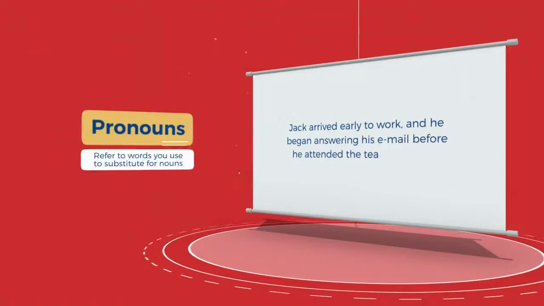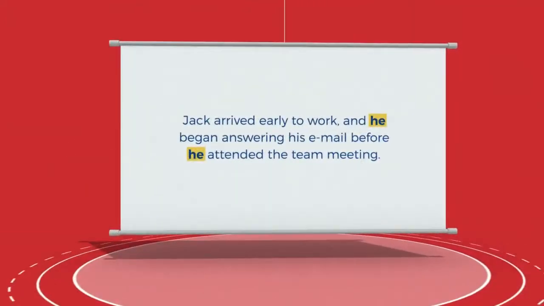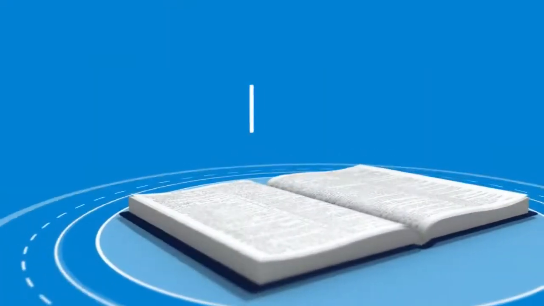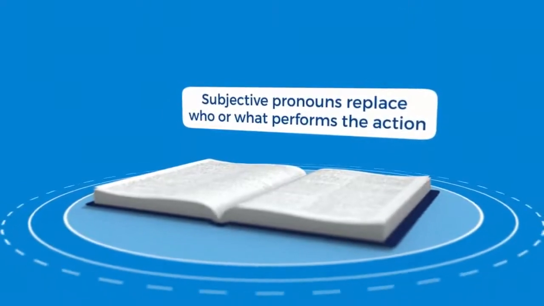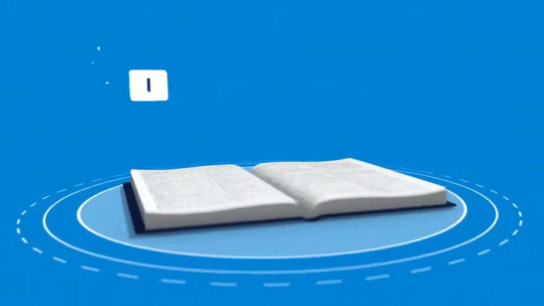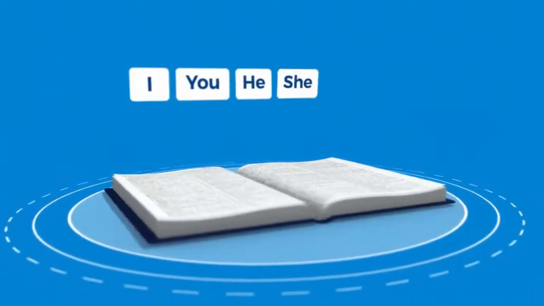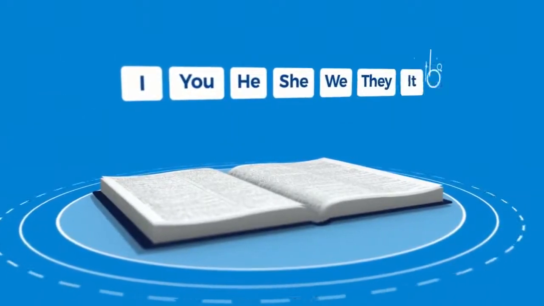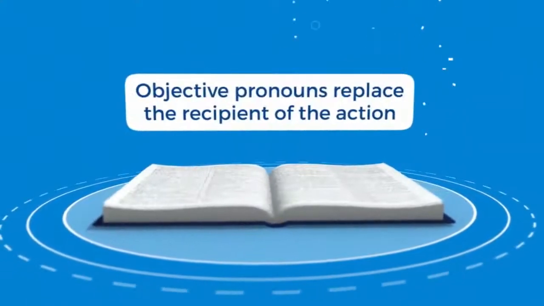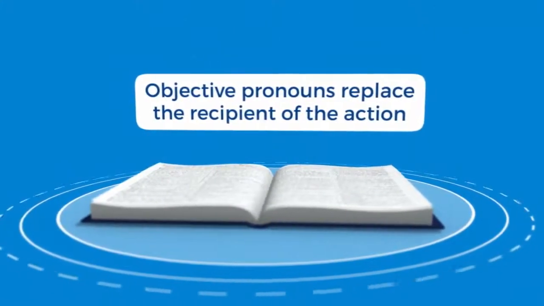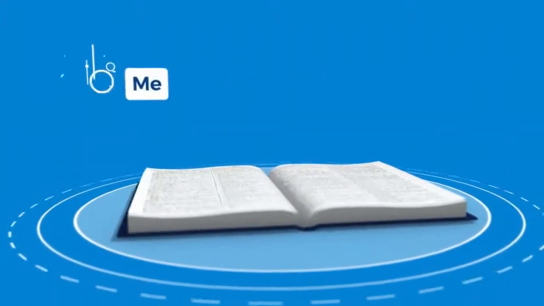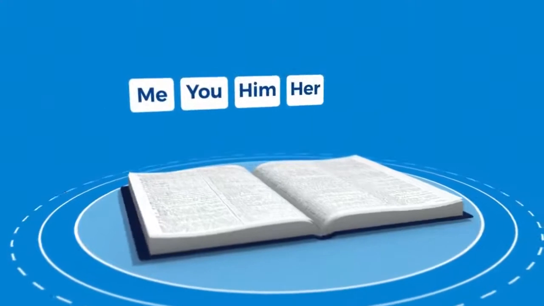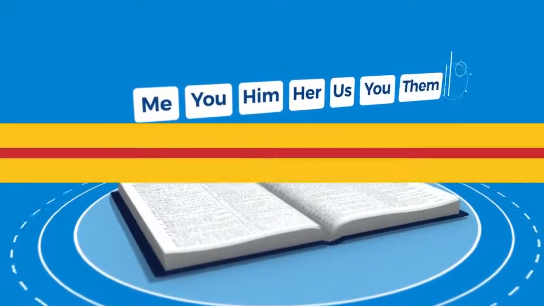Pronouns are the words you use to substitute for nouns. They allow you to avoid having to use a noun repeatedly in a sentence. Pronouns can be subjective when they replace nouns describing who or what performs the action described by a verb. For example, I, you, he, she, we, they, and it. Or they can be objective pronouns when they replace nouns identifying who or what is the recipient of the action expressed by a verb. These include me, you, him, her, us, you, and them.